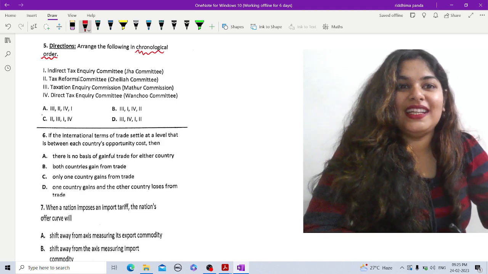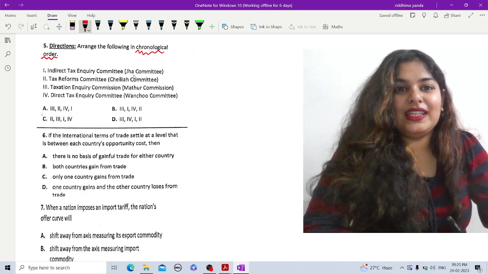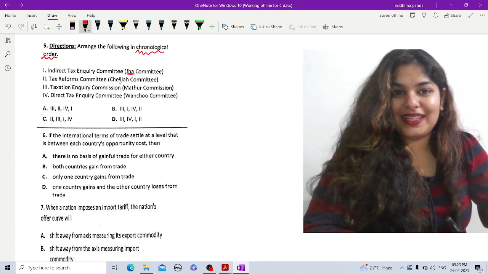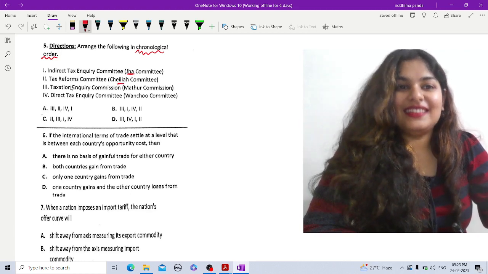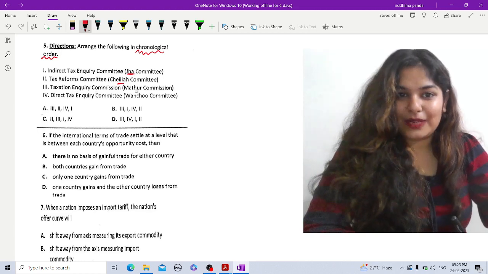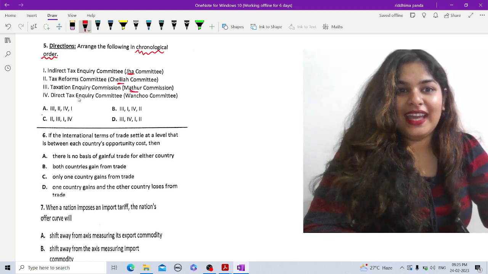Number one is the indirect tax committee, that is our JHA committee. Next committee given is tax reforms committee, that is our Chelia committee. Then taxation inquiry commission, Mathur committee, and direct tax inquiry committee is the Vanchu committee.